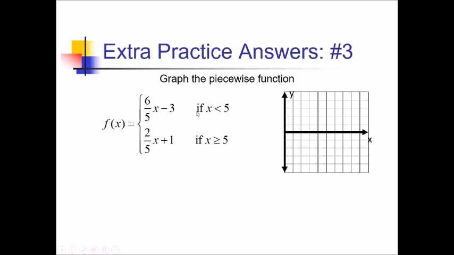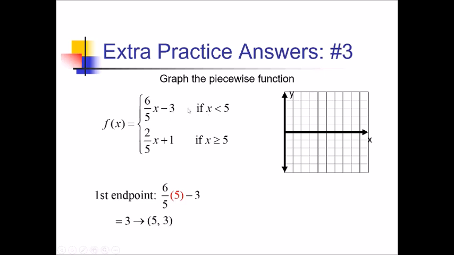To find the endpoint, let me just plug in the x value 5 to this first rule here. So 6/5 times 5 minus 3, and that'll give us the y value of our first endpoint. So let's see here. 5 divided by 5 is 1, times 6 is 6. 6 minus 3 is 3. So that means that when I plug in 5, I get 3 back. So I have the point 5, 3 as an endpoint for this first rule.